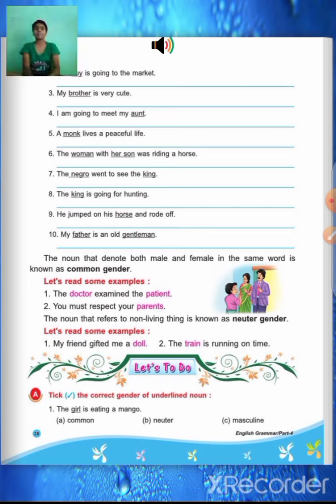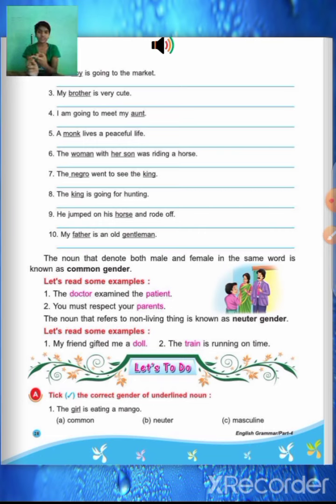The noun that denotes both male and female in the same word is known as common gender. Let's see some examples. Okay, what did we understand from here? So your common gender will be what? That we will see.